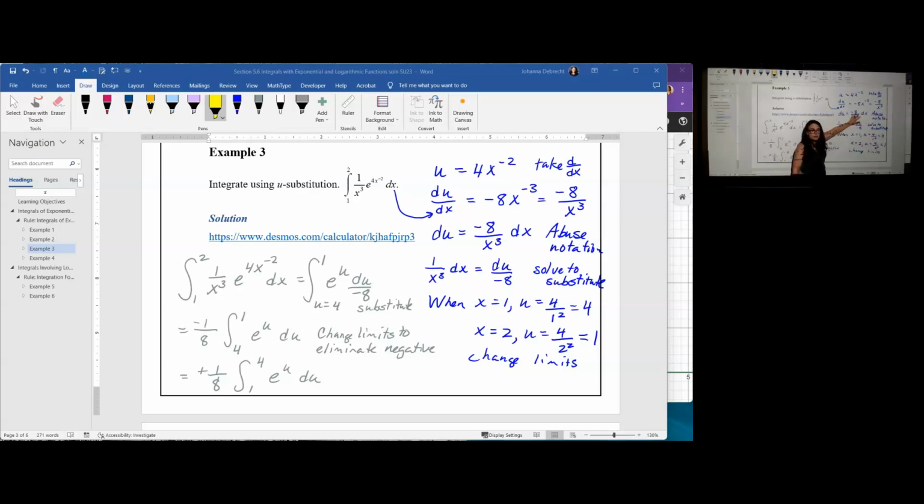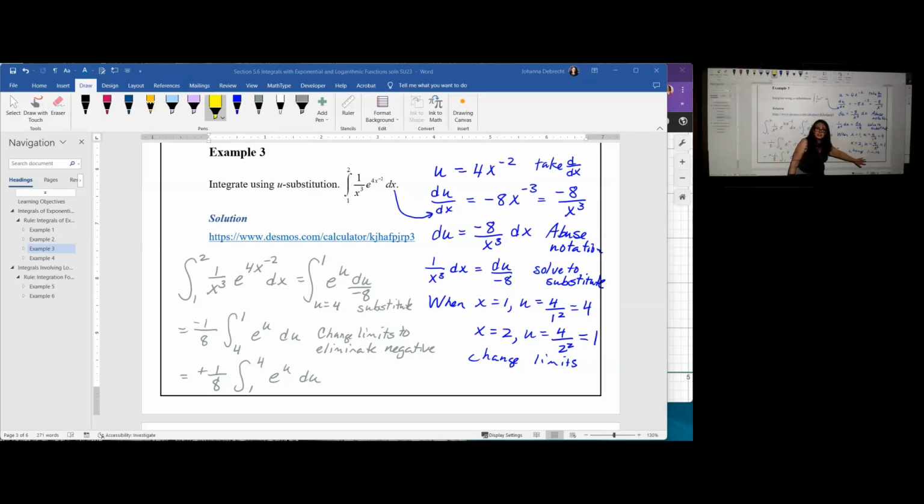Now here again, you have a choice. We need to solve for something in order to substitute back in the original integral. I have 1 over x cubed dx. So in this problem, I chose to simply move the negative 8 by dividing both sides by negative 8. That left 1 over x cubed dx to be replaced with du divided by negative 8. That will take care of this part of the original integral. And I will substitute u in place of the original exponential power.